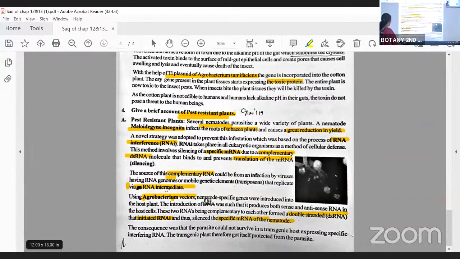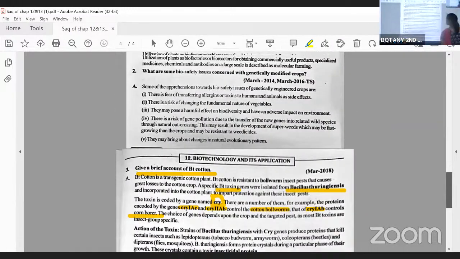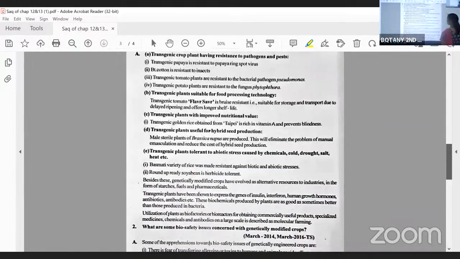Okay, now comes the next one. We have finished the 13th and the 12th chapter SAQs. Now we will go with another chapter. Wait, in this, the first question is also there, ma.